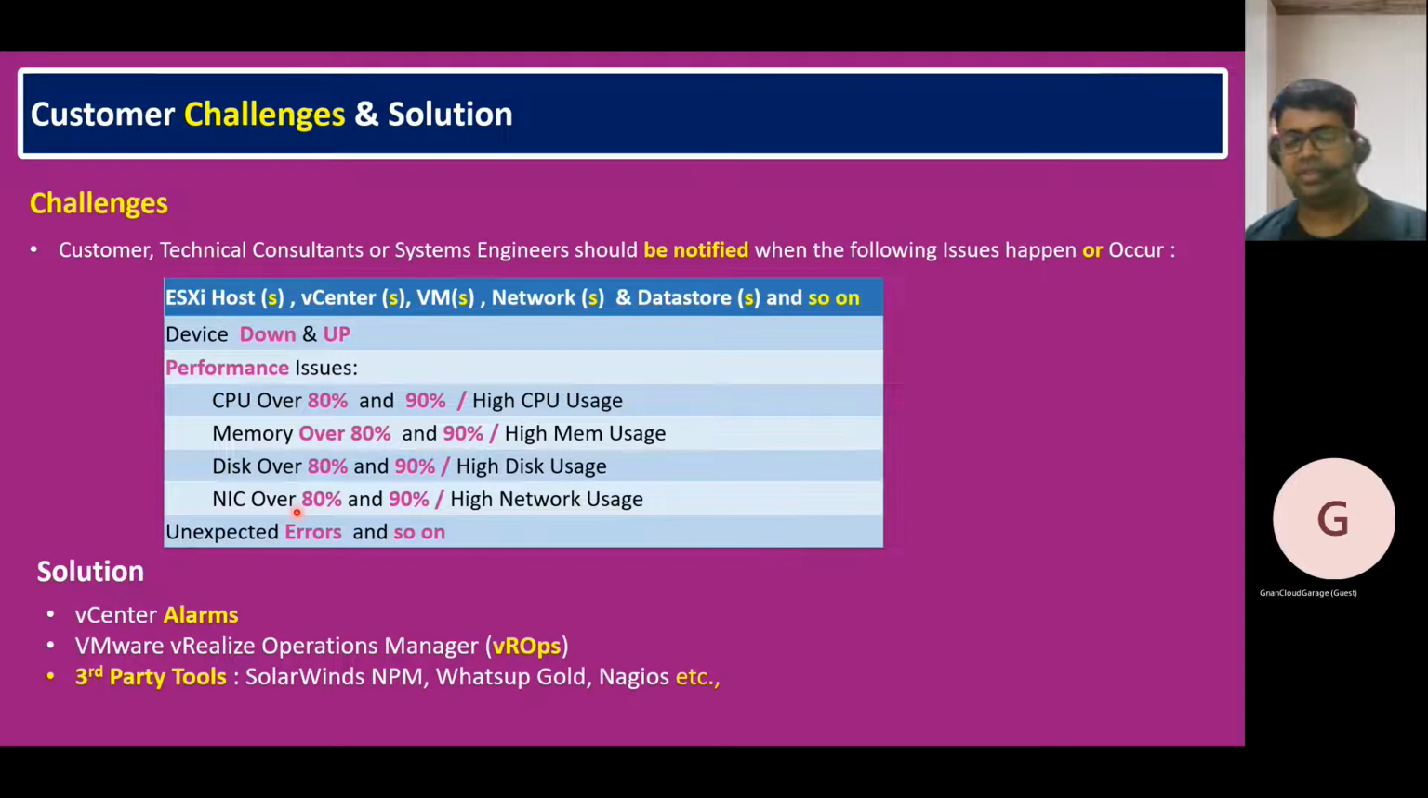Within our virtual infrastructure, if vCenter is down, an ESXi host is down, or a virtual machine is not responding or hung, we will immediately receive an email notification when you configure any of these three solutions. Normally in real-time scenarios it is the customer's choice: some customers prefer to use vCenter alarms, some prefer vRealize Operations Manager, and some go with third-party tools. In this session I'm going to focus on vCenter alarms.